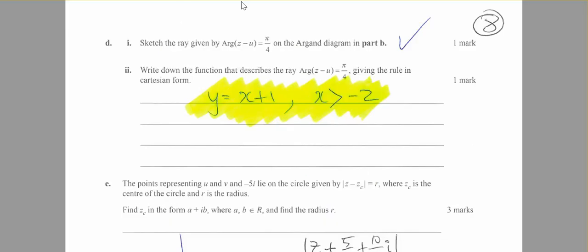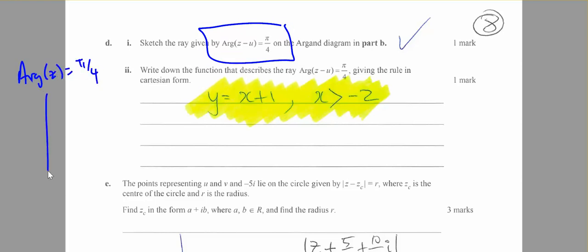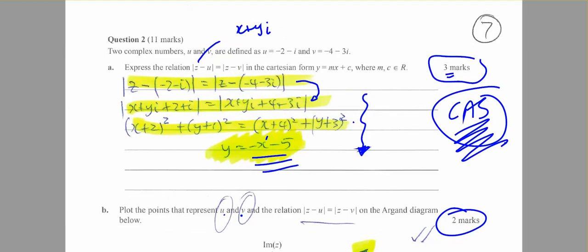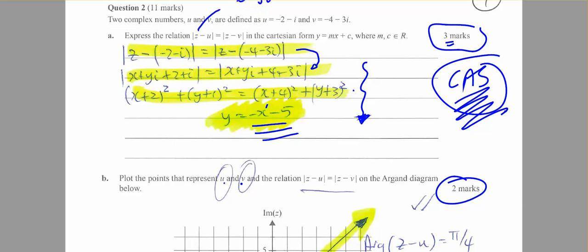Over the page, sketch this ray. Now remember, the ray of arg(z) = π/4 is the ray that starts at the origin and has an angle of π/4. If I'm subtracting u from it, then that ray has been moved across and then down and will end up looking like this ray here.